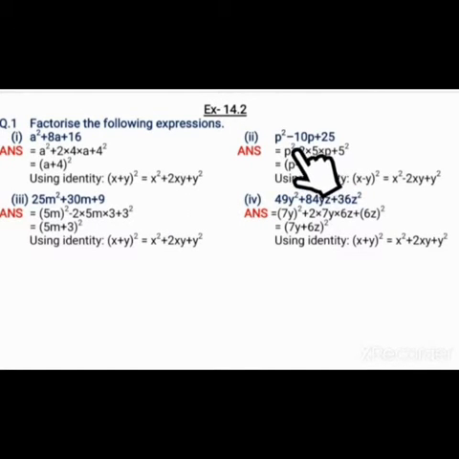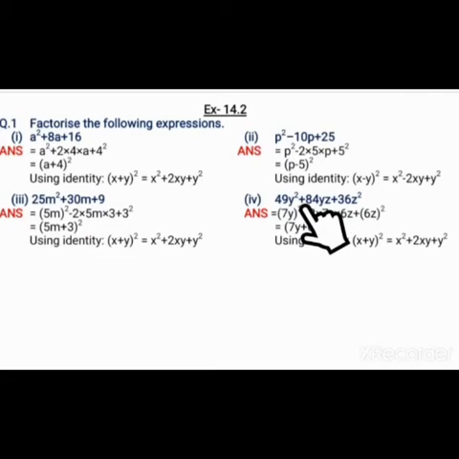Same as the second one, p square minus 10p plus 25. So this identity is (x minus y) whole square, x square minus 2xy plus y square, that is (p minus 5) whole square. Same as the third one, 25m square plus 30m plus 9. The first term is the square of 5m, the last term is the square of 3, and the middle term is 2 multiply first term multiply last term. So in bracket, (5m plus 3) whole square.